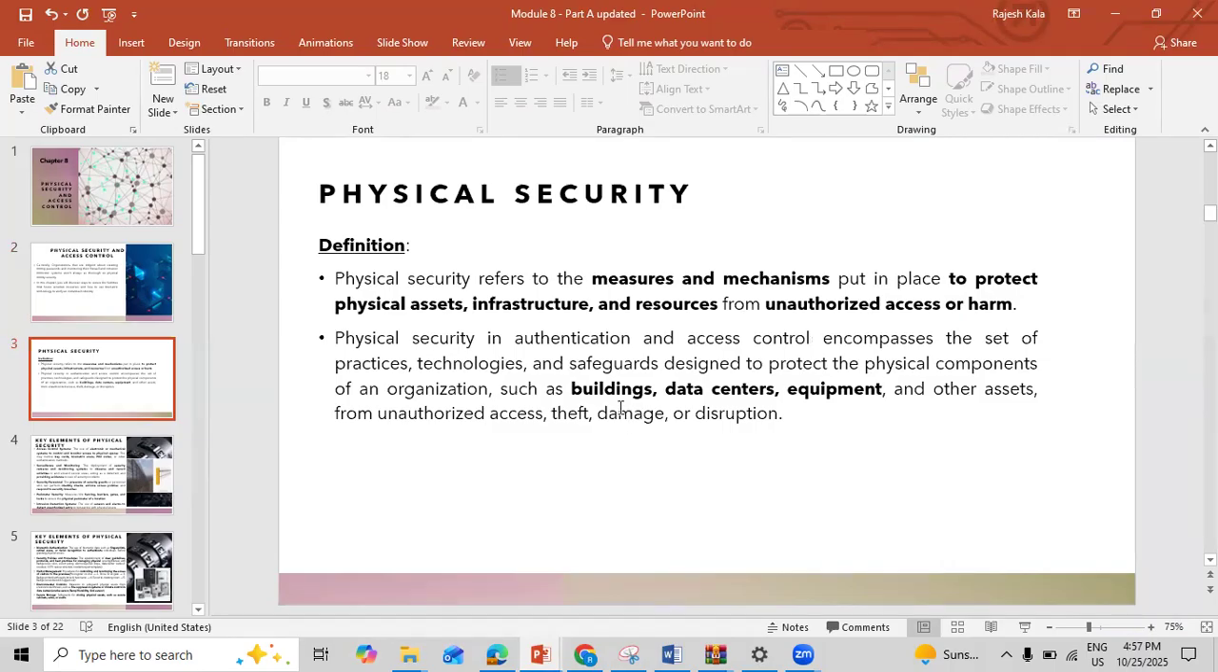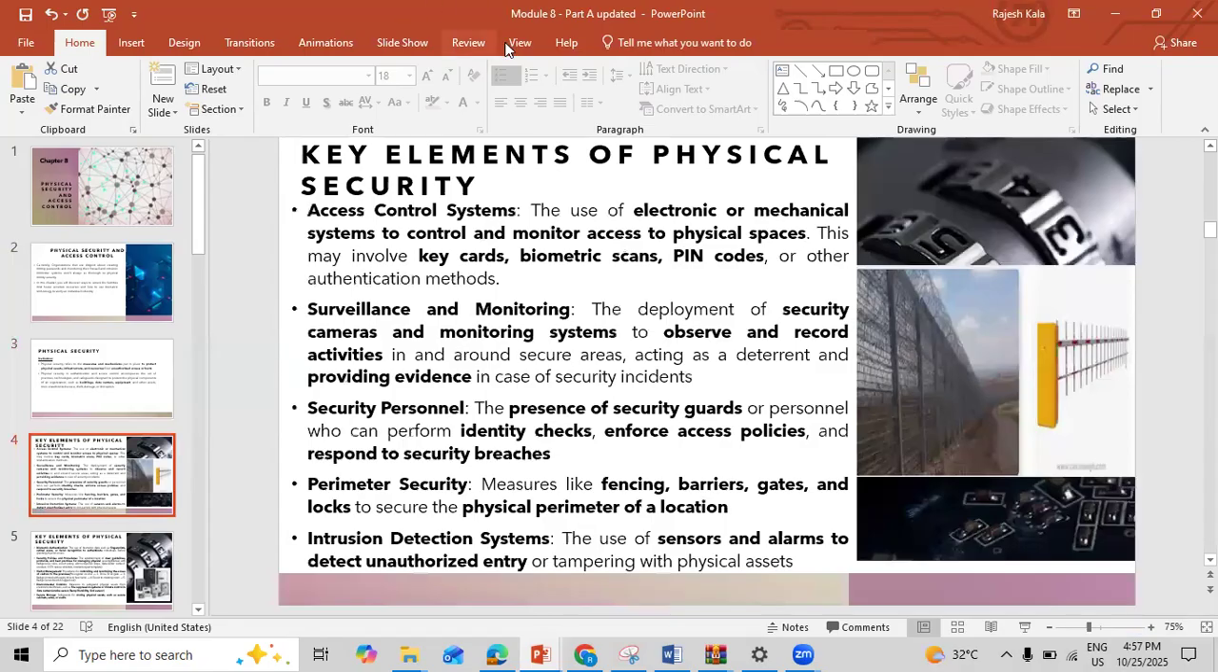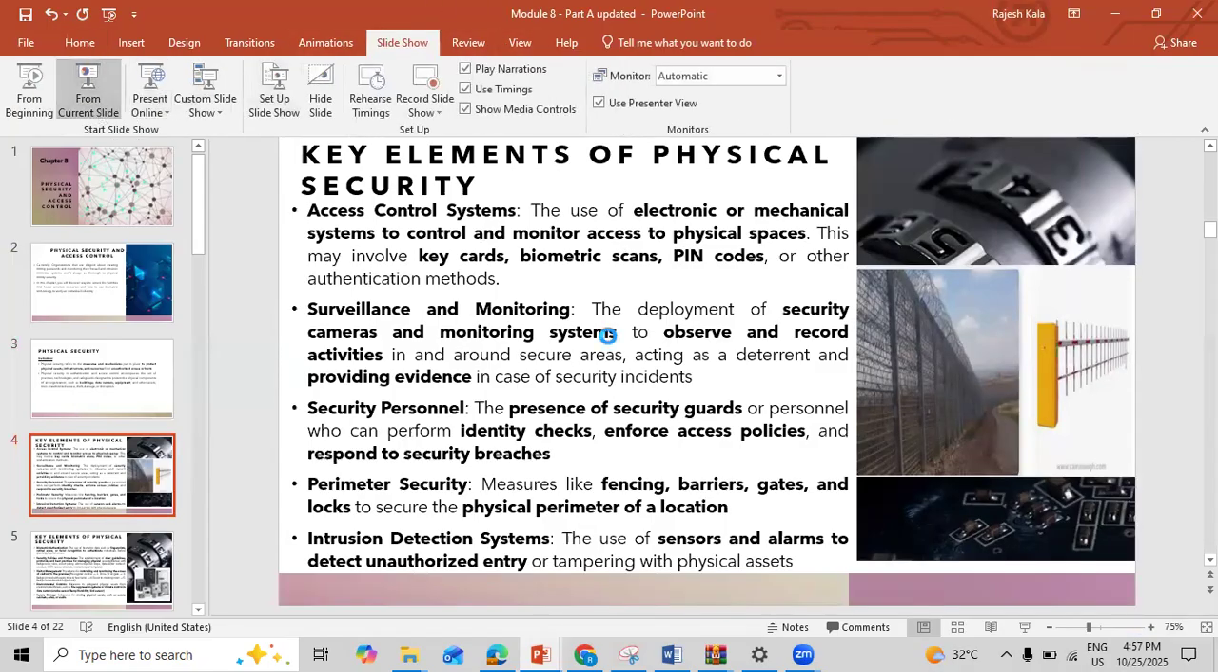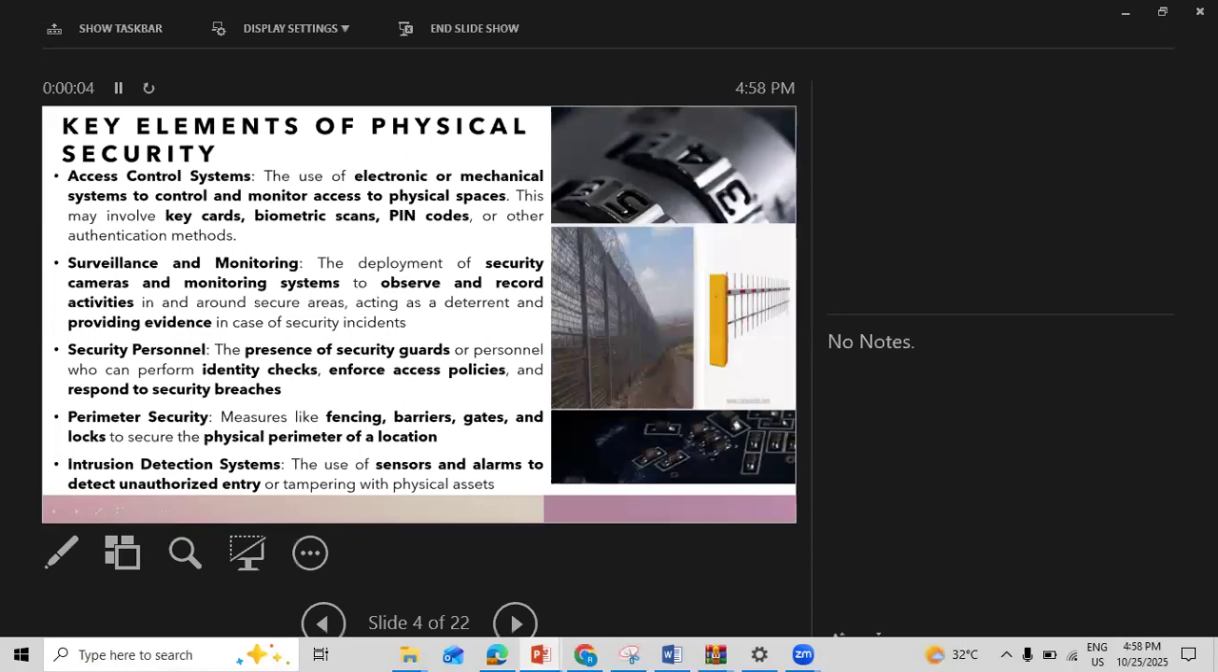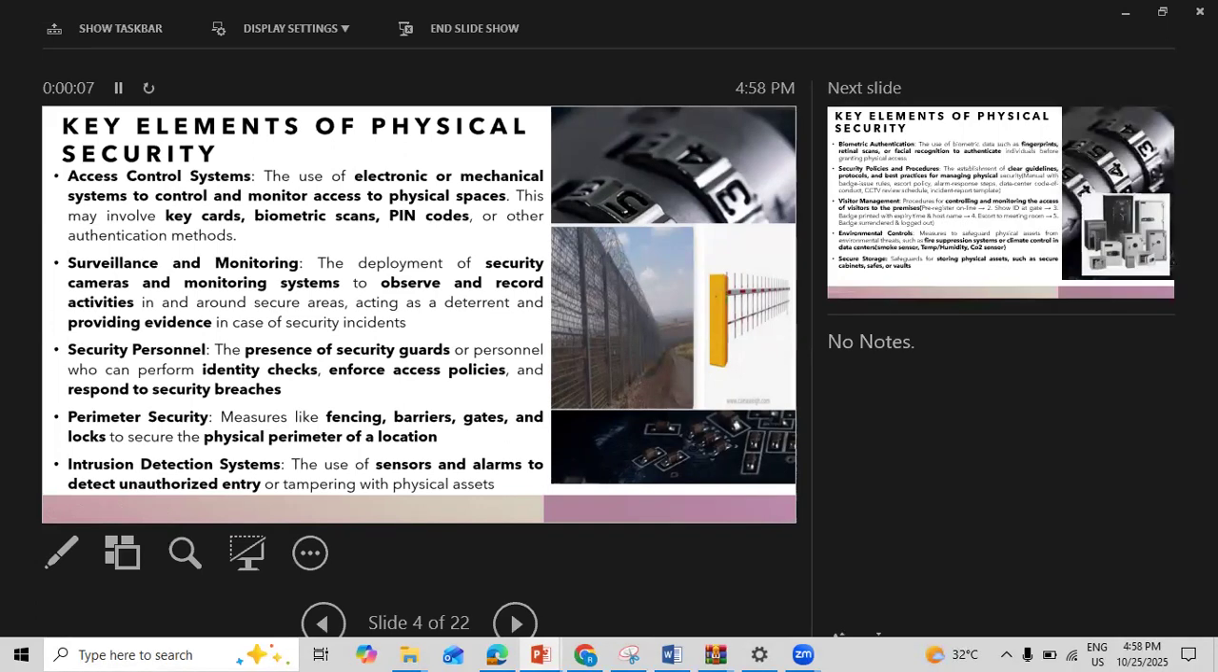For example, we want to secure a building, a data center or server room, or a set of physical equipment like computers, laptops, servers, network devices, and routers. That's what physical security means. Then, what are the key elements of physical security? There are different types of physical security mechanisms in place.